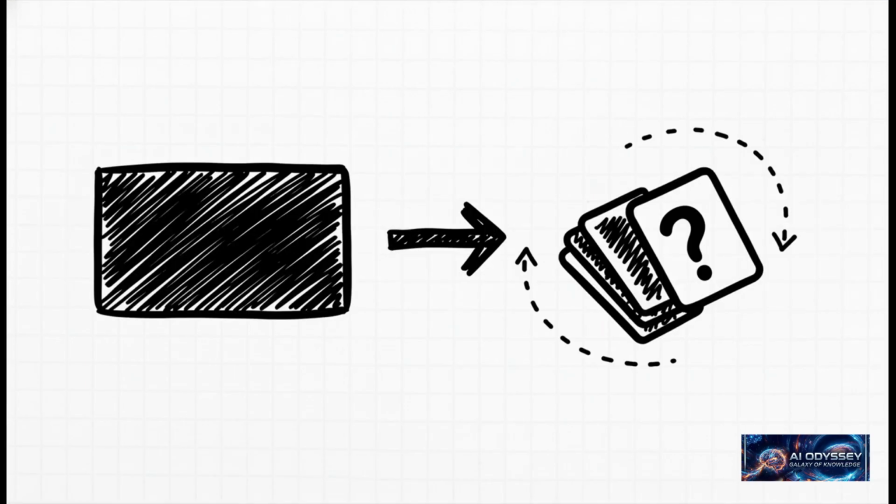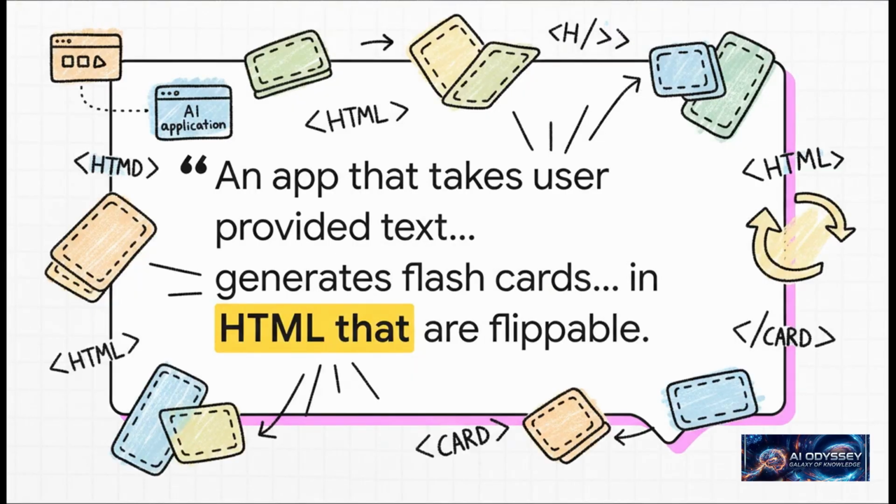Okay, let's try another one. What if you've got a big block of text, maybe some study notes, and you want to turn it into an interactive study tool, like a set of flashcards? And once again, the real magic is in the prompt. It doesn't just ask for flashcards. It gets specific. It asks for them to be flippable. That one simple word tells the AI to generate interactive HTML, which gives you, the user, direct control over how the app actually works.